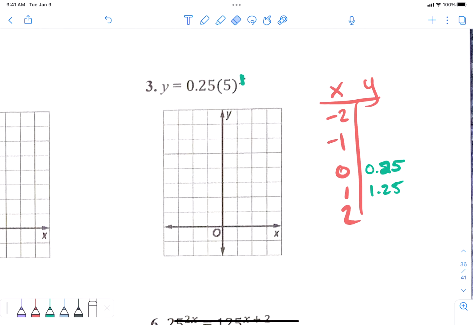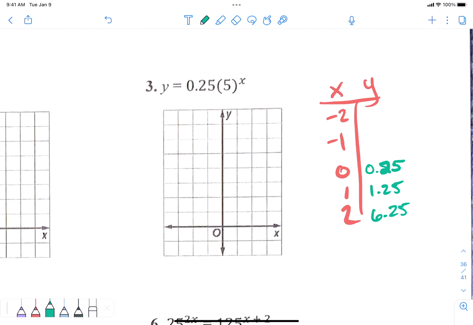Okay, now let's do 2. 5 to the second power is 25. What's 25 times 0.25? 6.25. Is that right? 25 times 25 is 625, so I just moved the decimal. Okay, now let's do the -1 power.